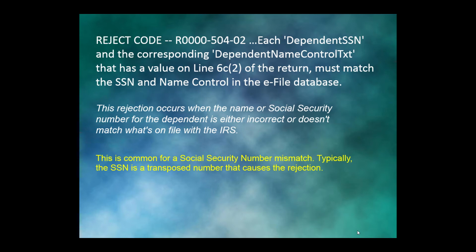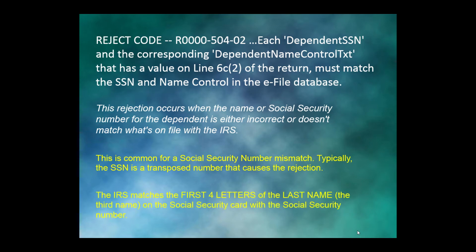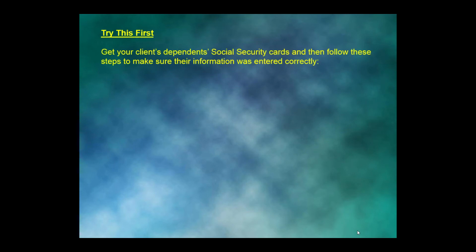This is common for a social security number mismatch, and typically the social security number is just a transposed number that causes the rejection. The IRS matches the first 4 letters of the last name, which is typically the third name on the social security card, with the social security number. So try this first. Get your client's dependent's social security cards and then follow these steps to make sure that the information was entered correctly into the program.